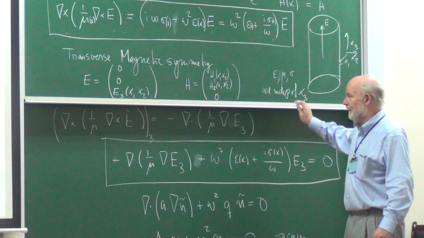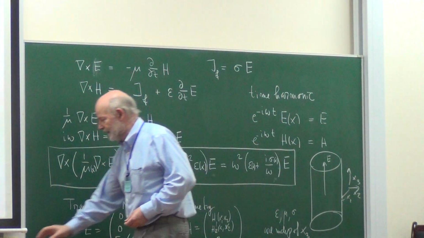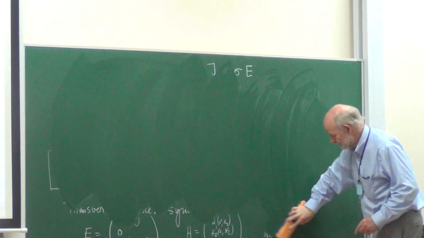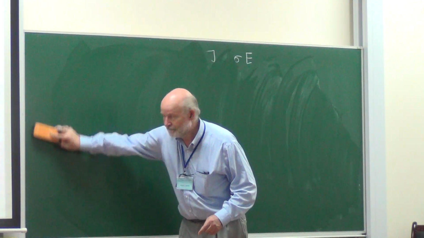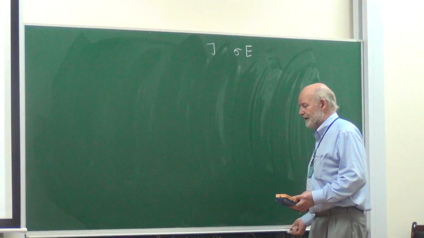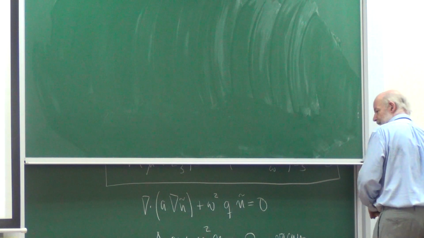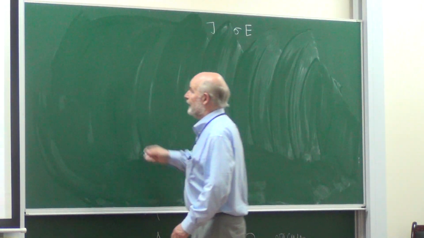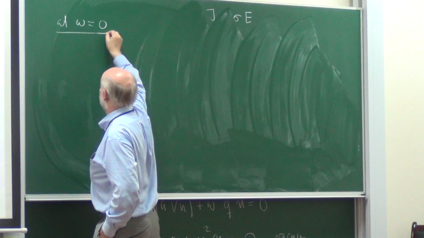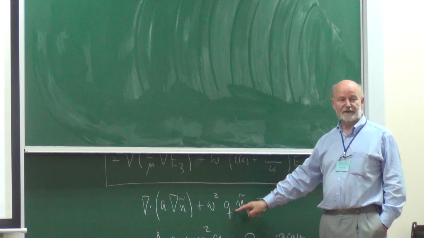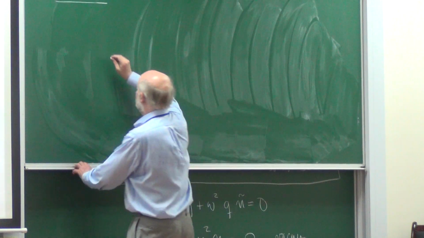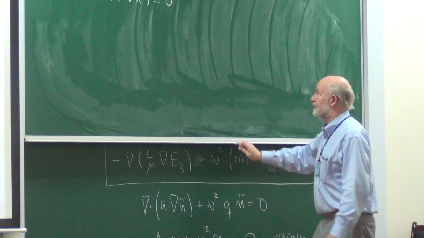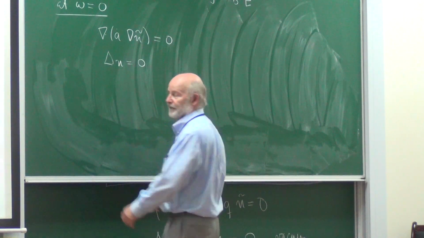So let me actually simplify matters quite a bit, and then I'll go to the slides. Let me assume we are at 0 frequency. So at omega equal to 0, the index of refraction doesn't matter, it drops out. And so you have this equation, divergence A grad U tilde is equal to 0. And you have this equation down here, the Laplacian of U is equal to 0. Those are the two equations.